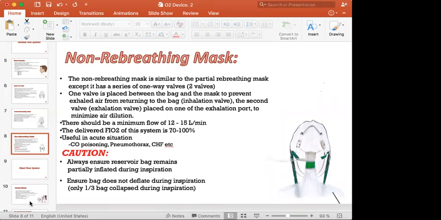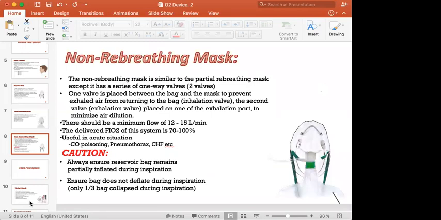And on the exhalation port, there is also a one-way valve to prevent room air from entering inside the mask. So we can give a high FiO2 too. The flow for a non-rebreather mask is 12 to 15 liters per minute, and it delivers to the patient an FiO2 of 70 to 100%.